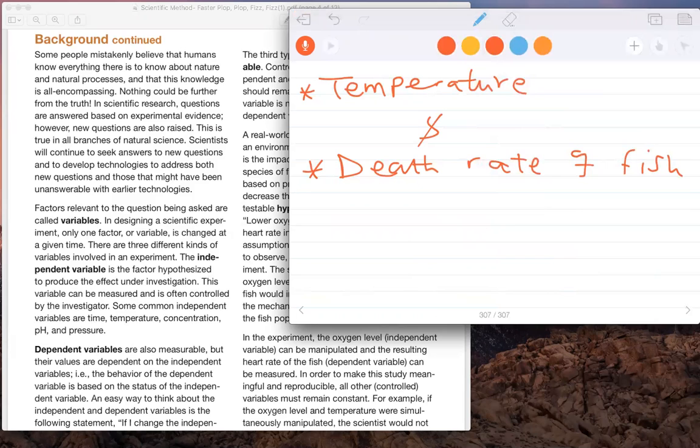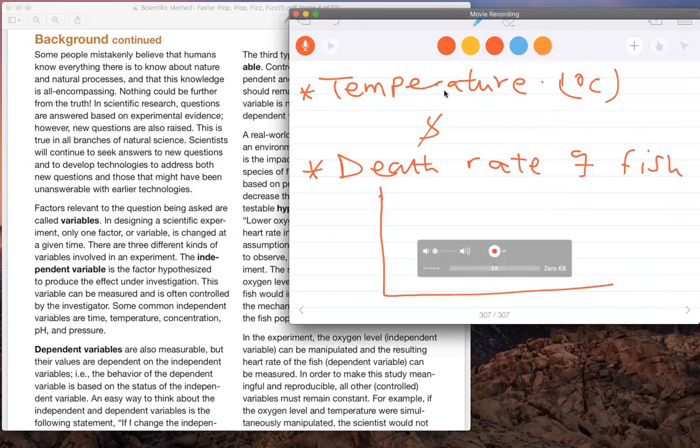Now, if the temperature, say in degrees Celsius, and the death rate of fish are two variables, which one depends on which? If you look at these two, the death rate depends on the temperature, but the temperature does not depend on the death rate. You can see this one is independent, this one is dependent.